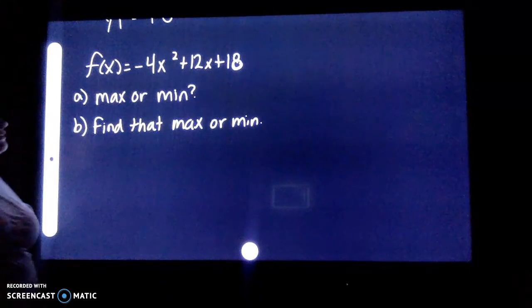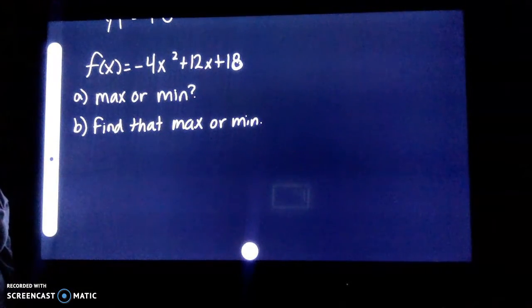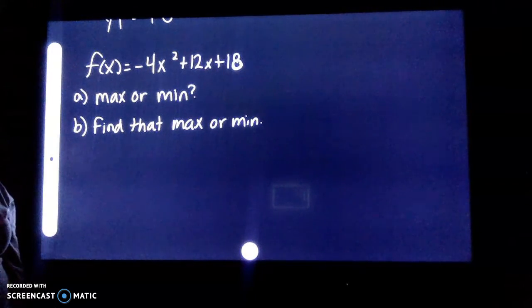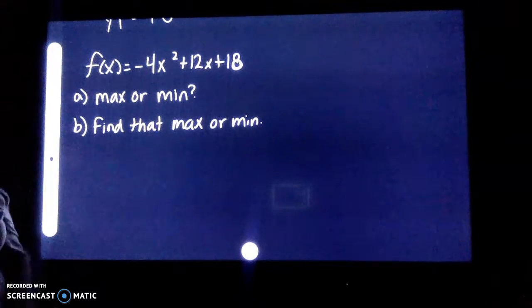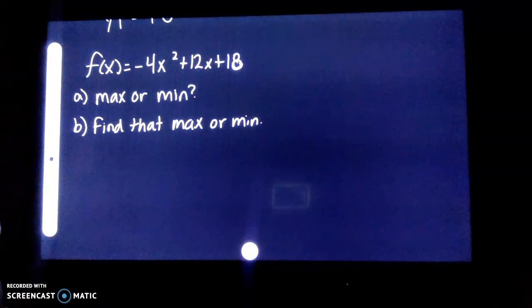On a parabola, my maximum or my minimum is always going to be the vertex. And I know how to find the vertex without having to do a graph. Correct? So when we get to part B, I'm not going to have to graph. Let's go ahead and answer part A first, though. Is my graph going to have a maximum or a minimum?